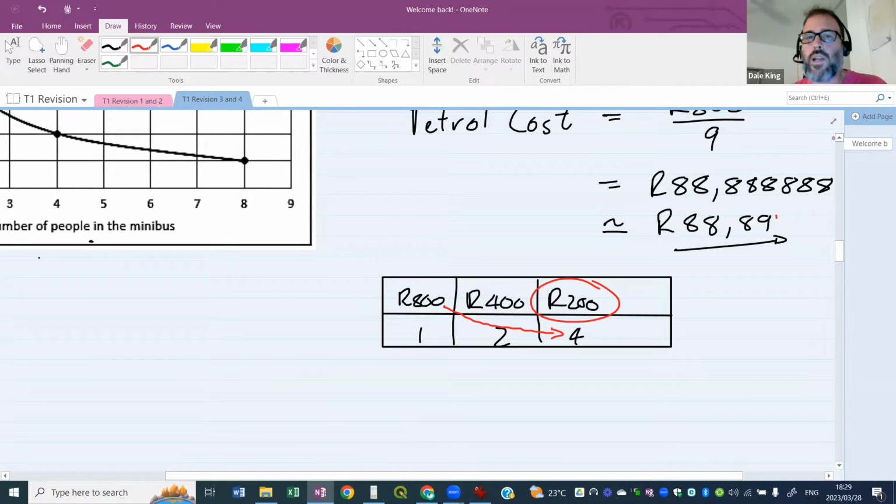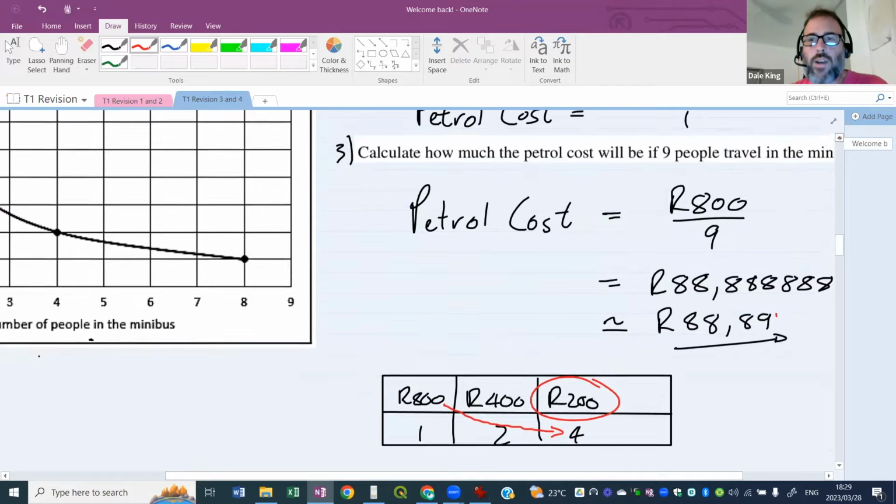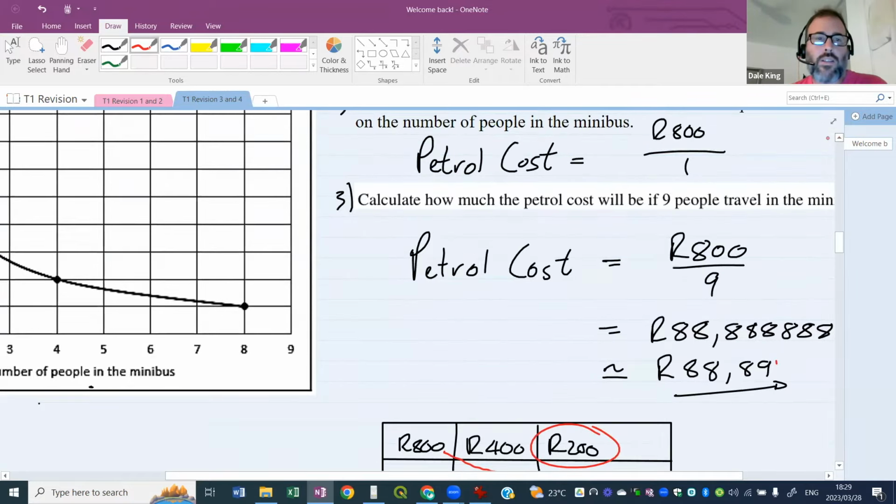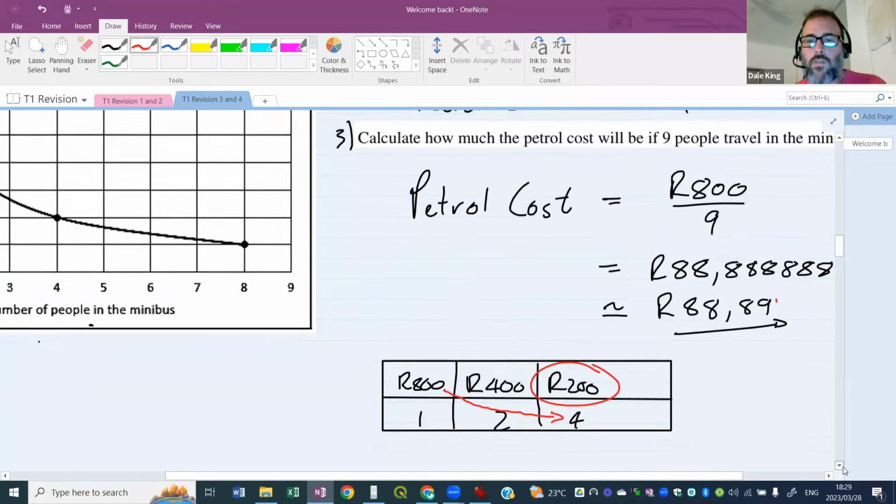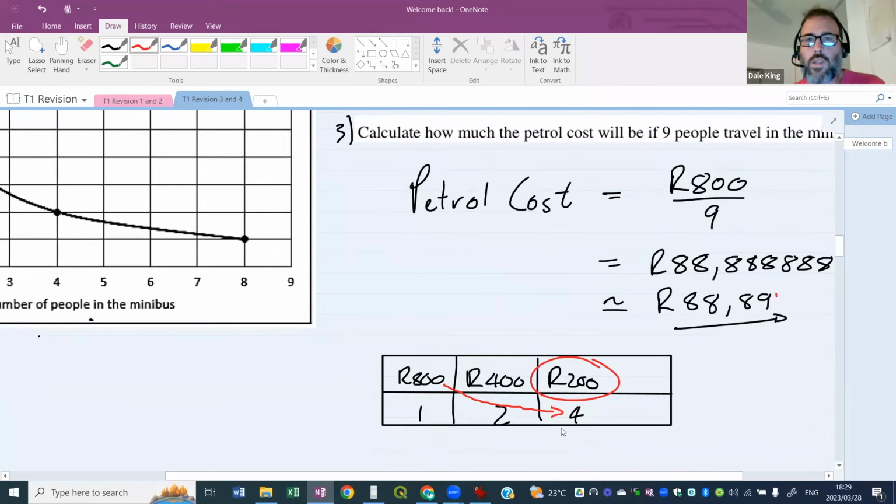formulate this equation. Now, some people have practiced these indirect proportion relationships so many times that they know that you have to divide. But if you don't know that, you can look at the values that they give you and try work out a relationship between them. That's the best advice that I can give.